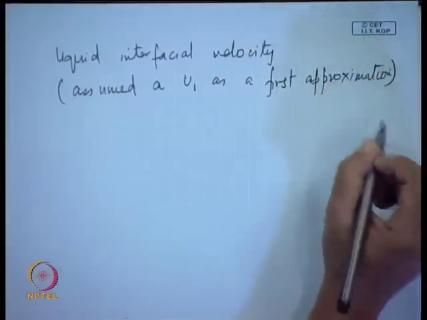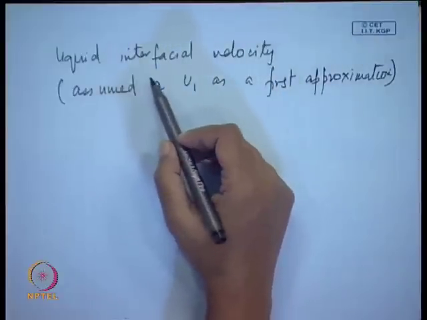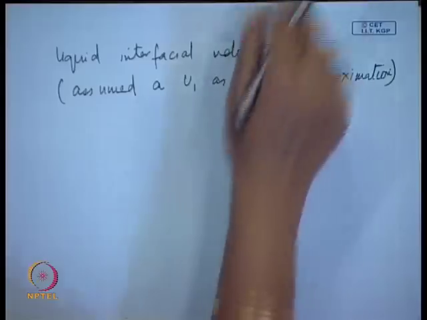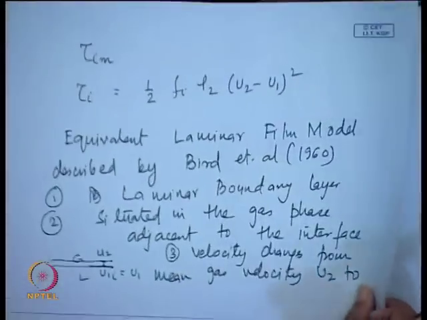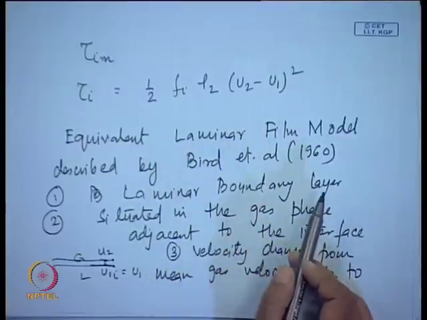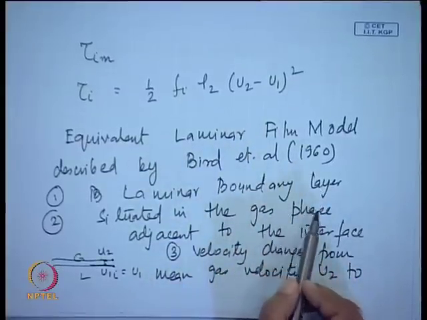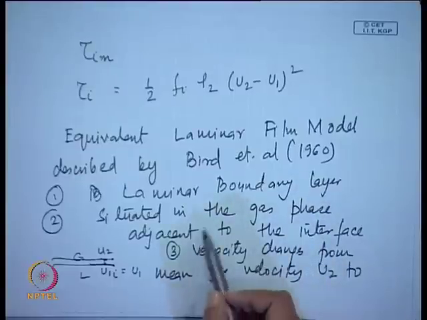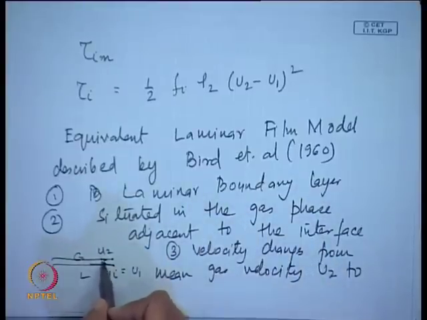Okay. So, therefore, what we find is that these are the basic postulates of the equivalent laminar film model, which has been described by Bird et al. The first thing is it assumes the boundary layer to be laminar and it is situated in the gas phase adjacent to the interface, and within this particular thin laminar boundary layer, the velocity changes from the mean gas velocity to the interfacial liquid velocity, which can be taken as u1 as the first approximation.